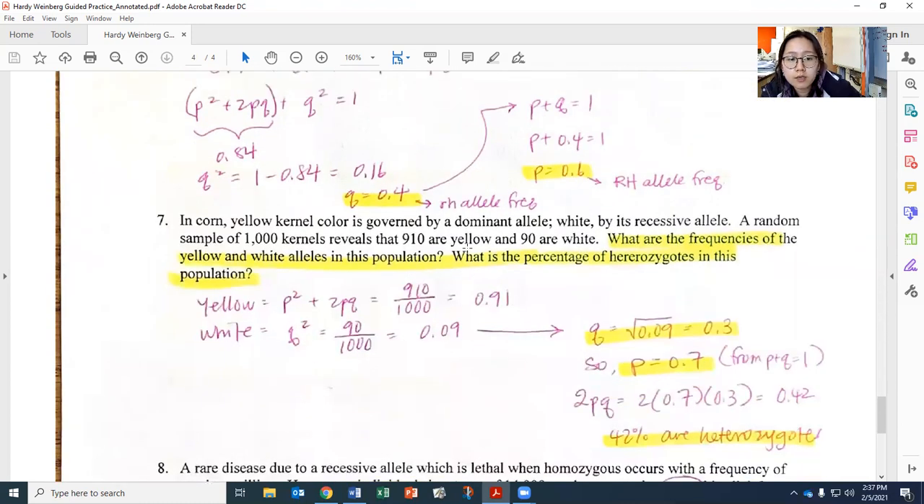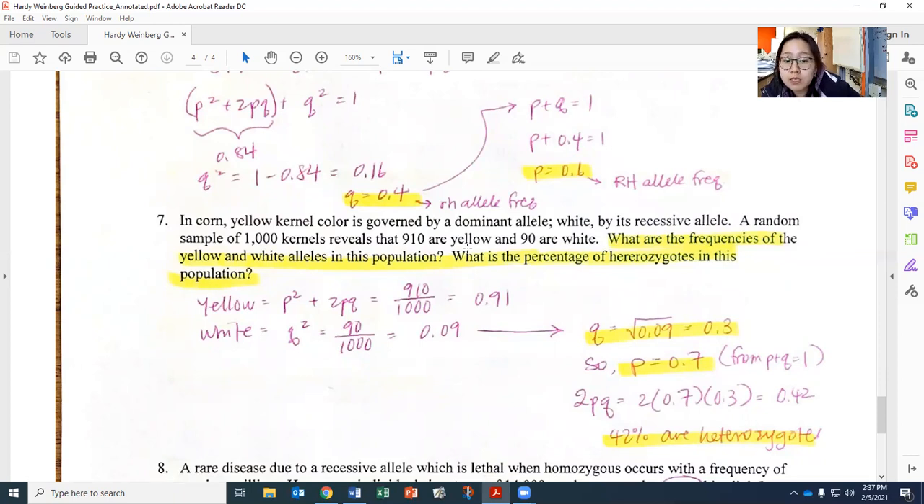In corn, yellow kernel color is governed by a dominant allele and white is a recessive allele. A random sample of 1,000 kernels reveals that 910 are yellow and 90 are white. What are the frequencies of the yellow and white alleles in this population? What is the percentage of heterozygotes in this population? So we're looking for p, q, and what 2pq equals.